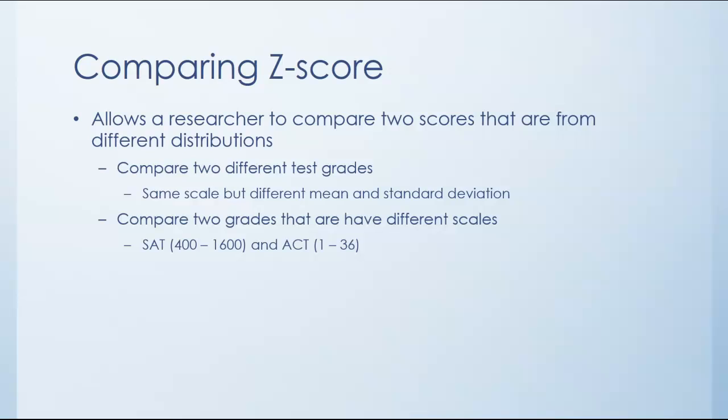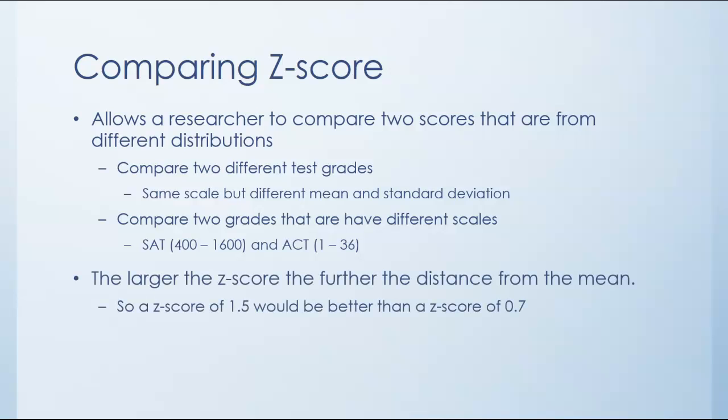Remember, when we want to know which did better on an exam, it would always be the higher z-score, because the higher your z-score, especially positive, the further you are from the mean. That's what we want when we talk about a test score: I want to be on the positive side and as far from the mean as possible. That means I did better on that exam than everybody else, or than a certain percentage of people. So the larger the score, the further the distance from the mean. A score of 1.5 would be better than a score of 0.7, and this is if we're talking about the positive side.